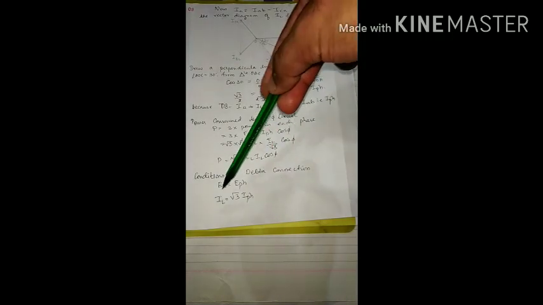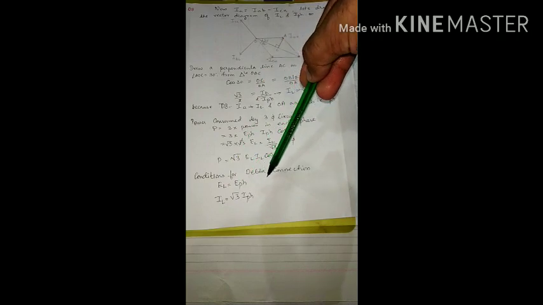Therefore, the condition for delta connection is EL is equal to E phase and IL is equal to root 3 I phase. So this is a very important derivation which can be asked in the exam. So please make sure that you are practicing this derivation.